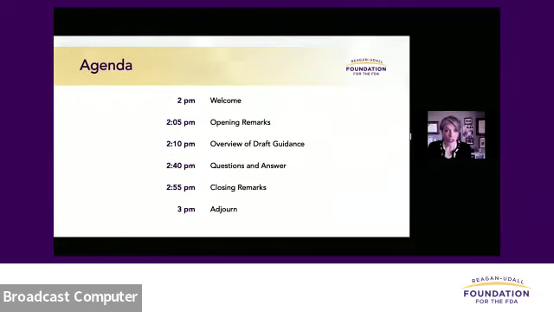So let's get a little orientation to our next hour together. In just a moment, Dr. John Concato will provide opening remarks, and then Dr. Mathur Raman and Dr. Pallavi Mishrakalani will present an overview of the draft guidance. And then finally, we'll have time for questions and answers with our team from FDA.